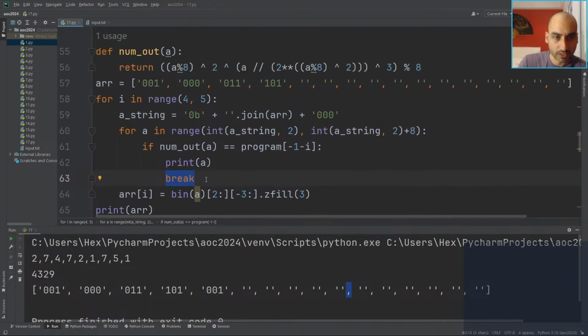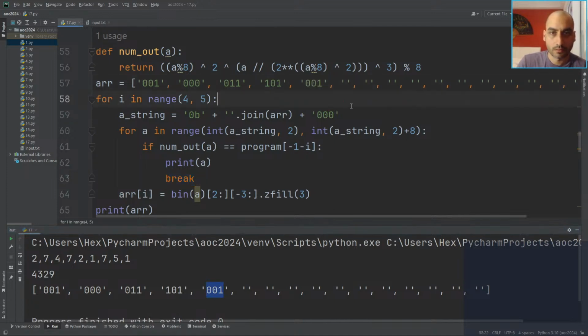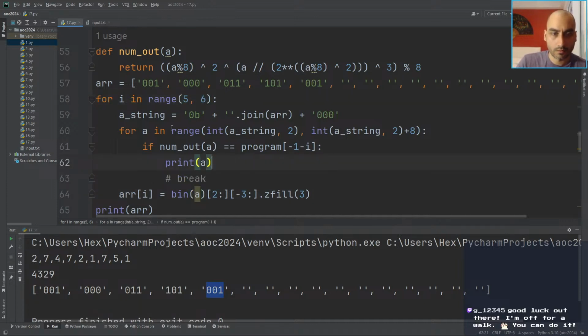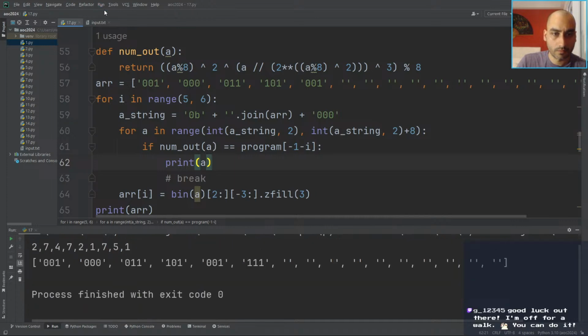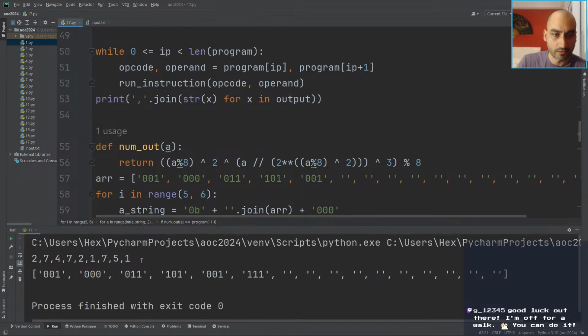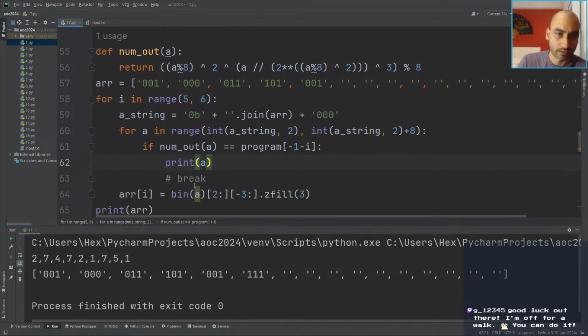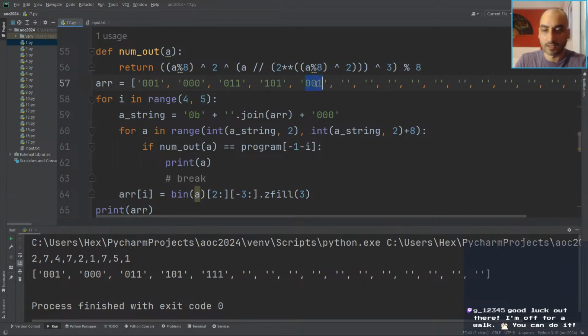It's going with 4329. So that's 001. Okay, let me go to 5, 6. And then we got nothing. So let's go back. 4, 5, take that out.